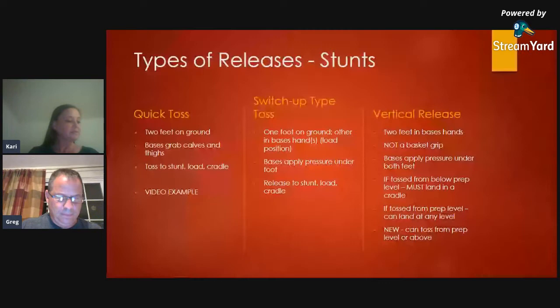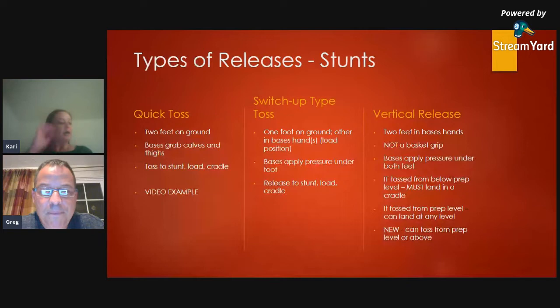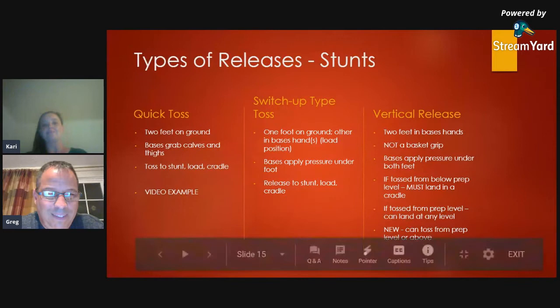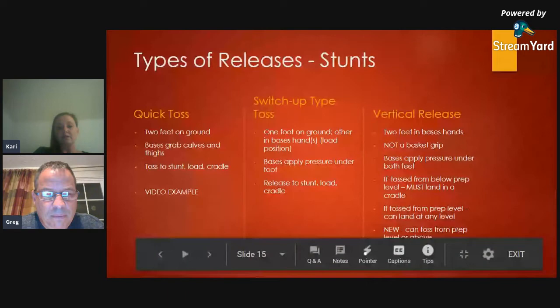Okay. Yeah. So quick toss, 2 feet on the ground. The flyer starts with 2 feet on the ground. The bases grab the calves and the thighs, and then they toss to a stunt, like a cradle. So I do have a video example of that, which is right here. I know exactly where that is. This was sent to me a while ago, and I just kept it because we don't see these very often, but when it does come up, it just catches your eye.